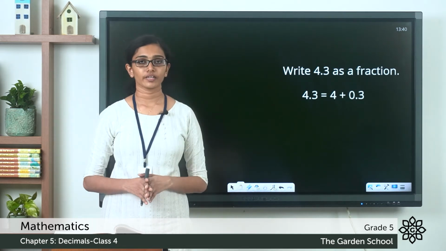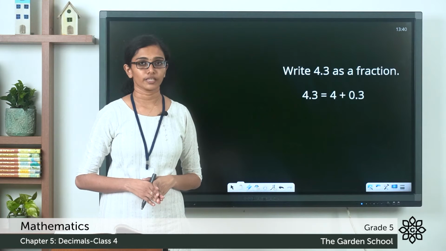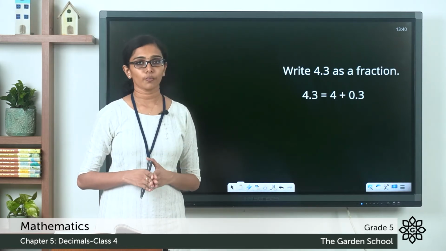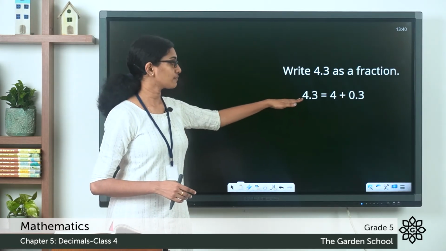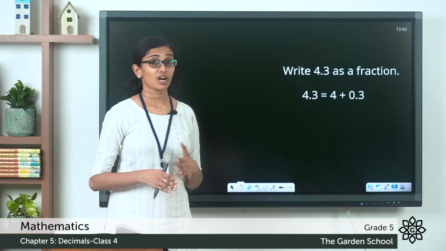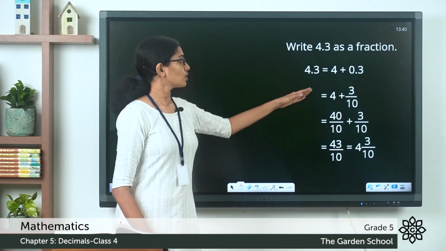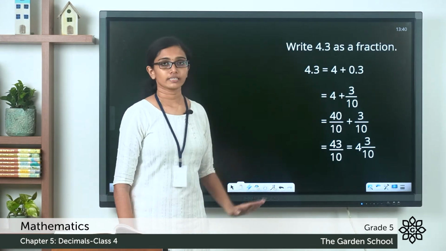Write 4.3 as a fraction. You are given a decimal number here, 4.3. And we know 4.3 has the whole number part 4 and the decimal part is 0.3. How do we change it to the fractional form? It is equal to 4 plus 3 by 10.